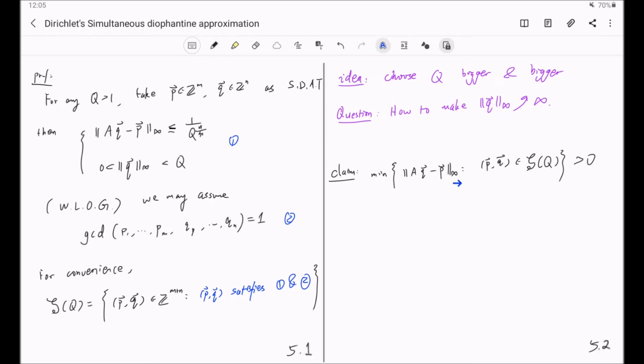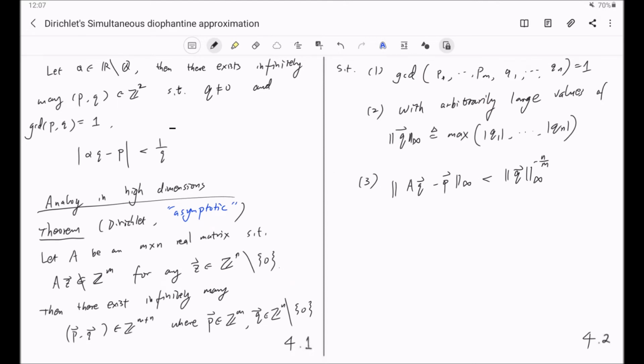Do you see why this is positive? I'll let you think about it first. It is positive because we assumed at the beginning that A applied to Z, for any non-zero vector Z in Z^n, is not an integer vector.